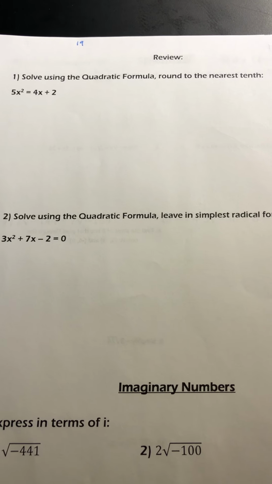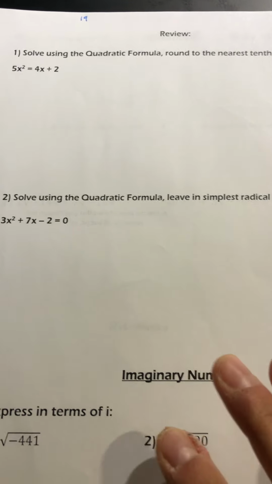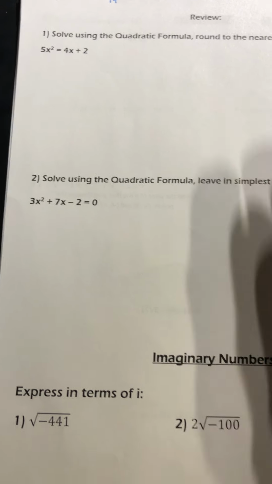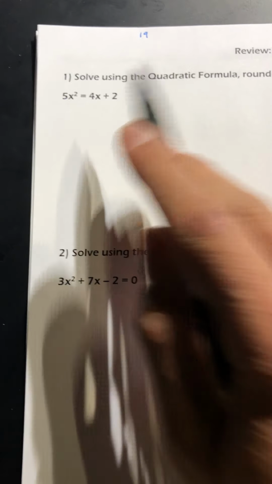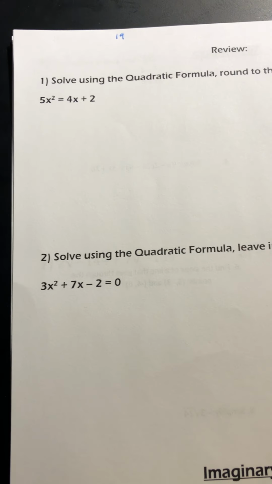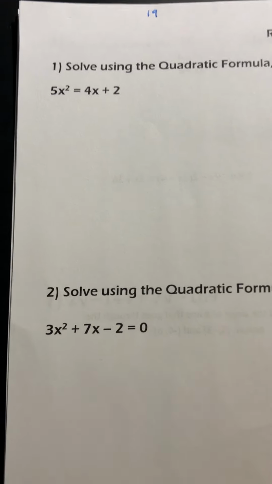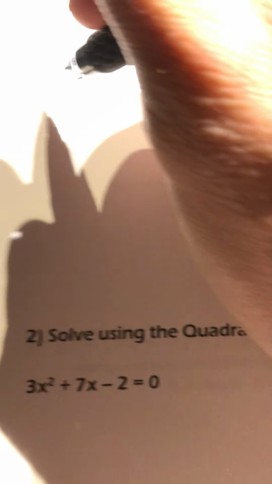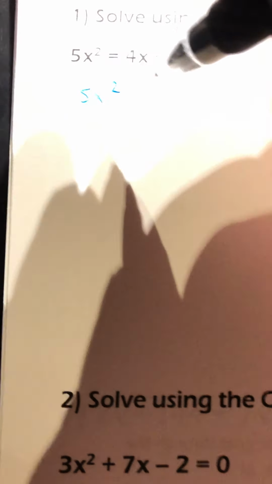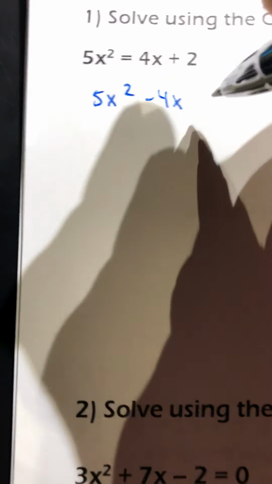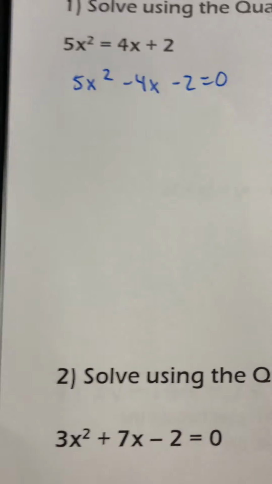So looking at number 1, it says, solve using the quadratic formula, round to the nearest tenth. When I'm using the quadratic formula, we have to set it equal to 0. So I'm going to subtract the 4x and subtract the 2, because once again, I like dealing with a positive a value. You can just move that to the right, completely up to you. So when I do this, I will have 5x squared minus 4x minus 2 is equal to 0.